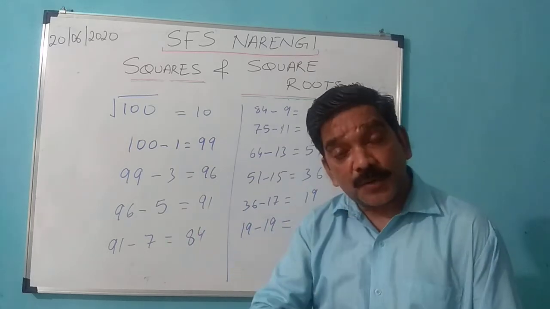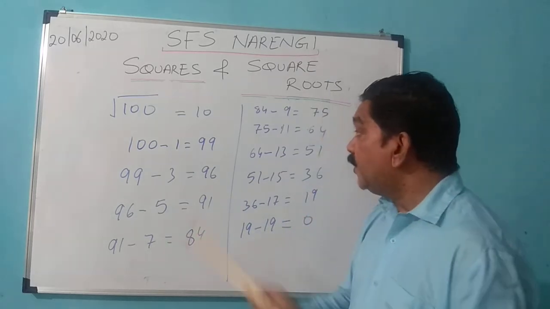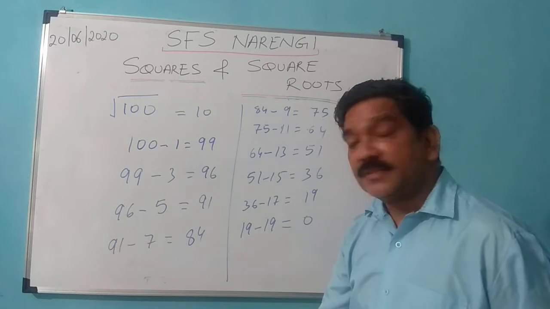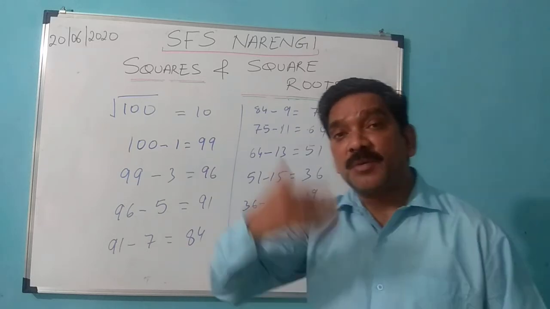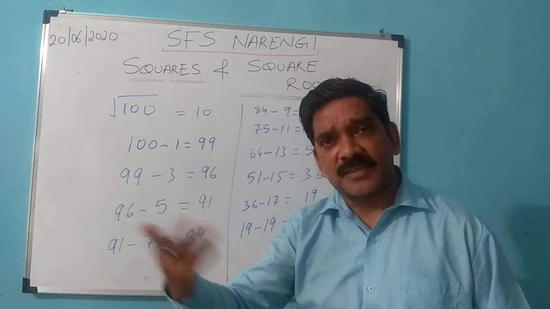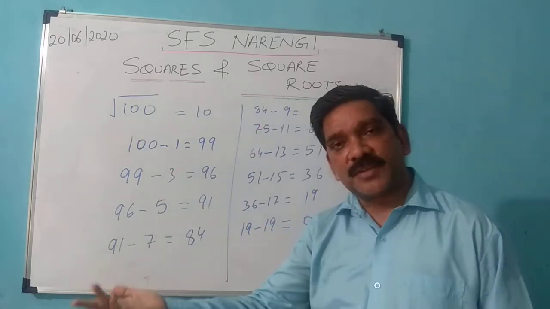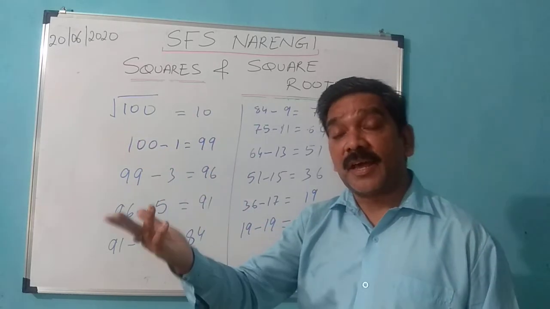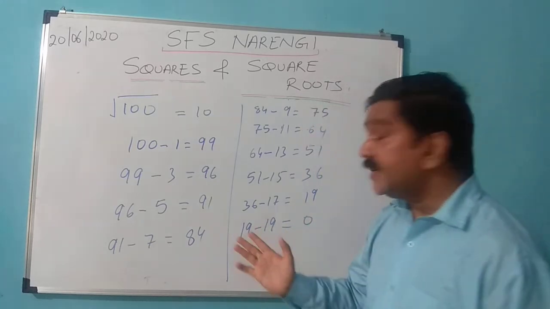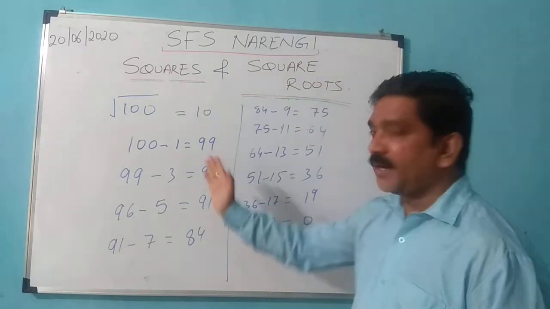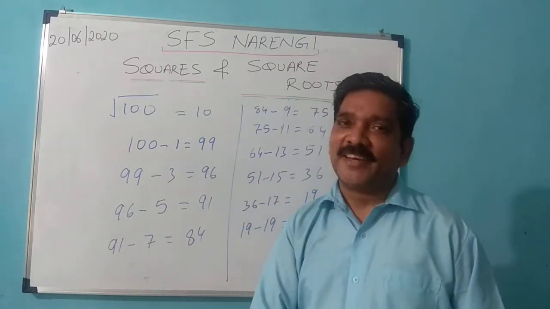But if you have to find out the square, then what will we do? We add all these odd numbers, and see how many times you are adding. If you have added 5 times, 6 times, 7 times, then if it is 7 times, make it 7 square, the answer is 49. If it is 8 times, make it 8 square, the answer will be 64. But in case of square root, it is subtraction. In case of square, it is addition.